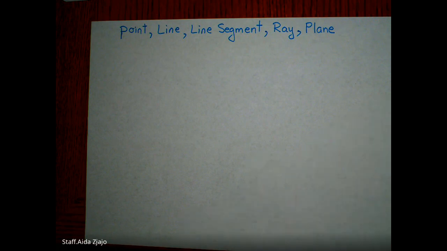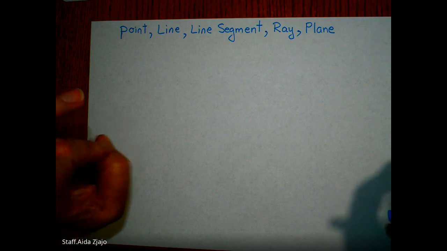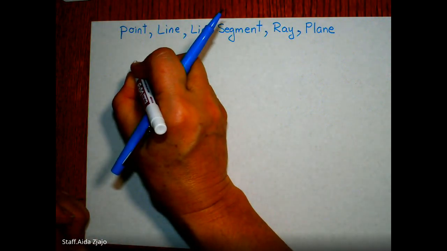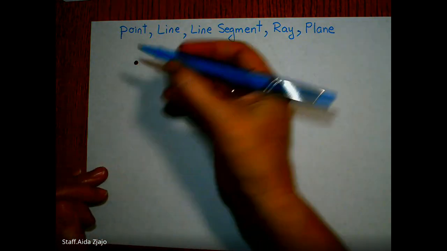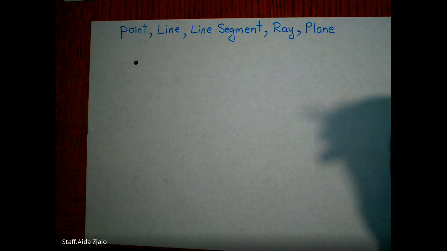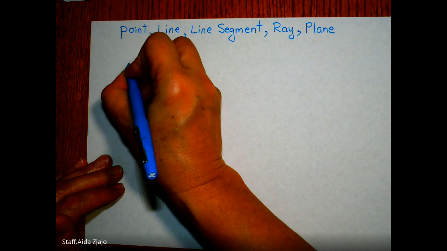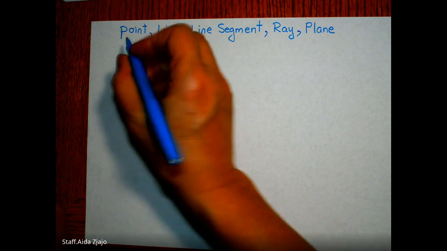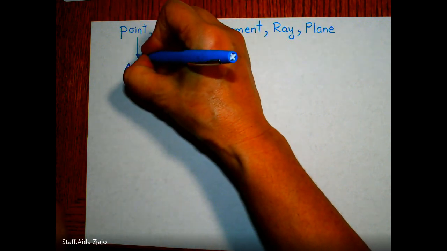Okay, so today we're going to talk about point, line, line segment, ray, and a plane. So we're going to start with the point. A point can be anywhere in your plane, and this is a point. A point is usually labeled with a capital letter. So I can make an A. So this is point A, okay?